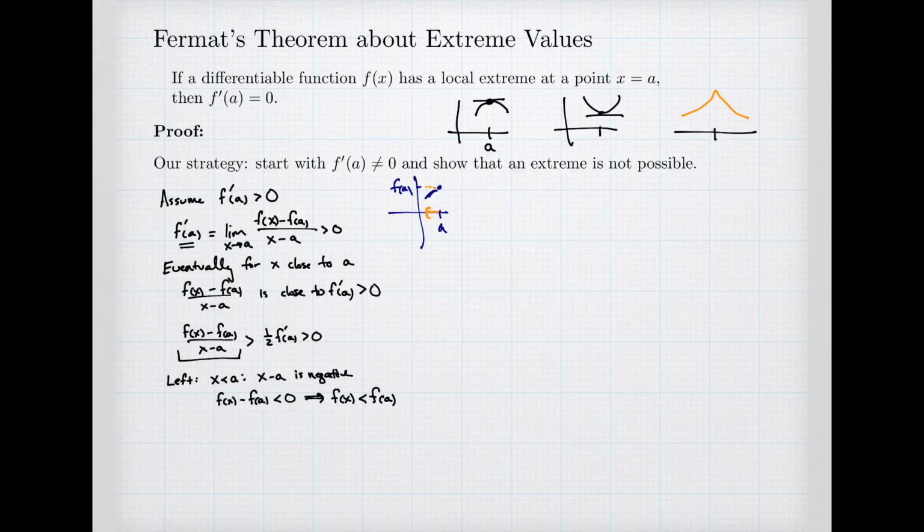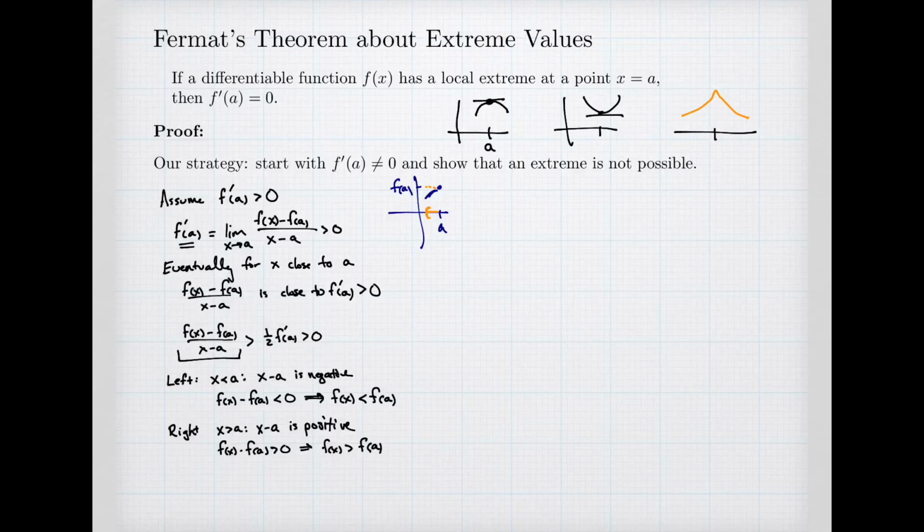I can also talk about the right side, and so now let's talk about that. On the right side, we know x is greater than a, and so x minus a is positive. The denominator is positive, and the quotient's positive. This means f of x minus f of a must be positive. So f of x is greater than f of a.